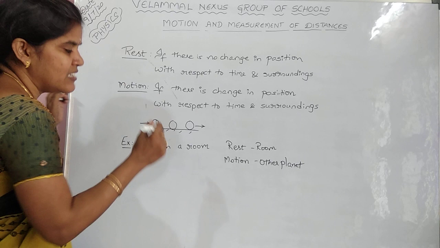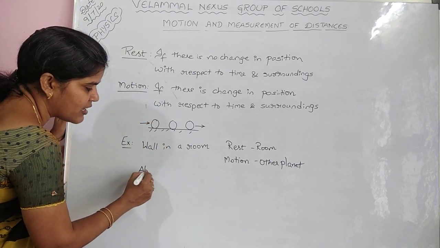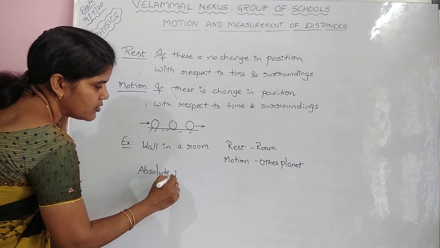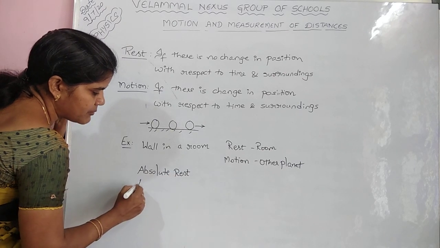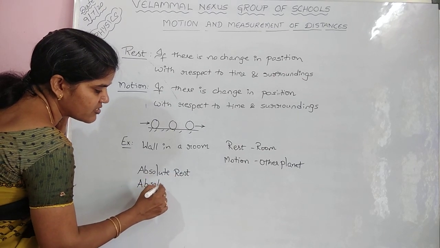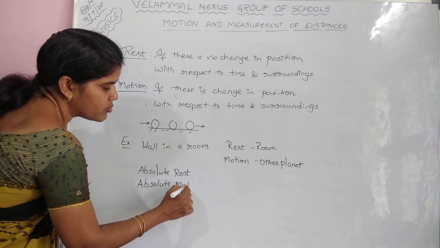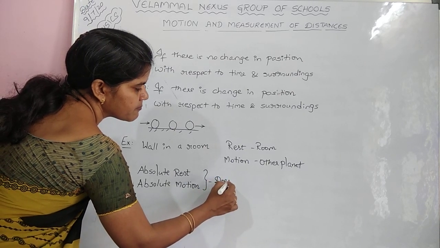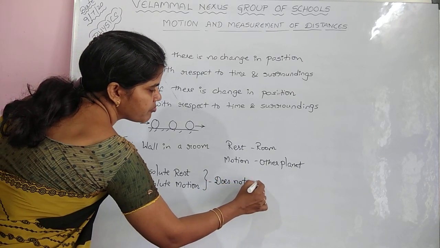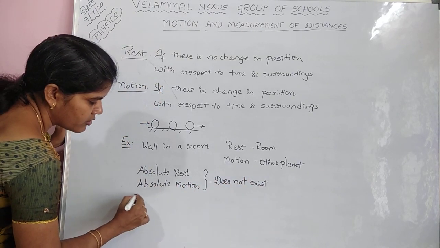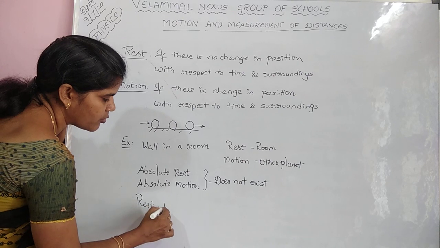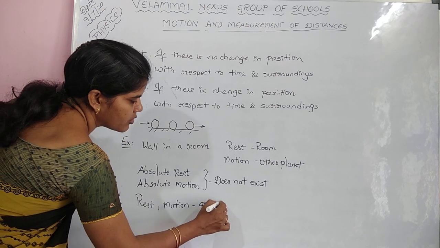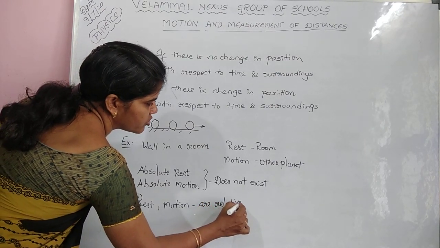Hence, that means there is no absolute rest existing in the world. Absolute rest does not exist. Absolute motion does not exist. Rest and motion change with respect to the surroundings. Is it clear, children? Rest and motion will change along with the surroundings. That means rest and motion are relative terms. Take down the notes, children.